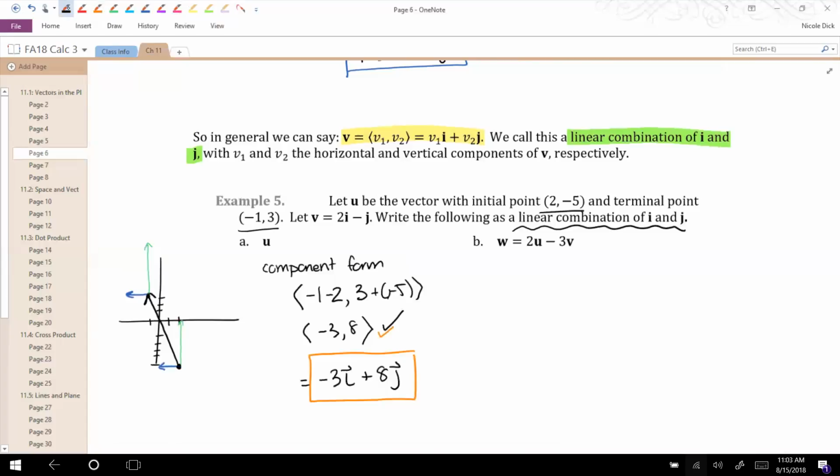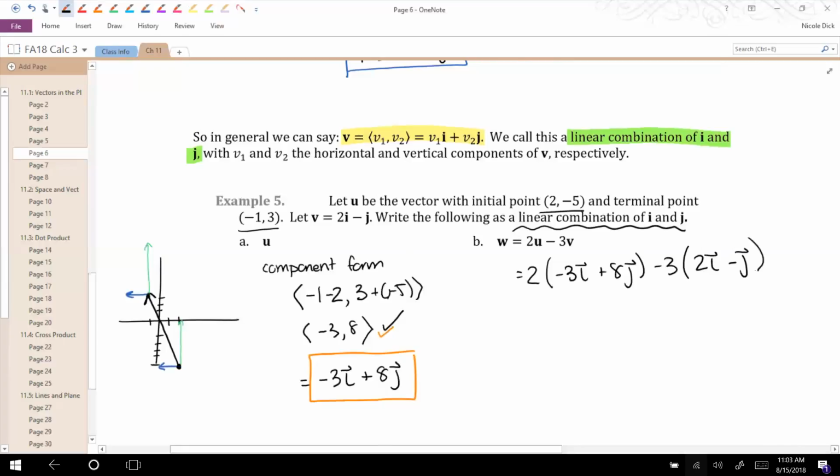So we've got a lot of options for how we can go through and write this. Since we have v given to us in standard form, that linear combination form, and we now have u in that linear combination form, let's just leave it that way. So we're going to have 2 times u, which we just found is -3i plus 8j, and then minus 3 times v, which the problem told us is 2i minus j.